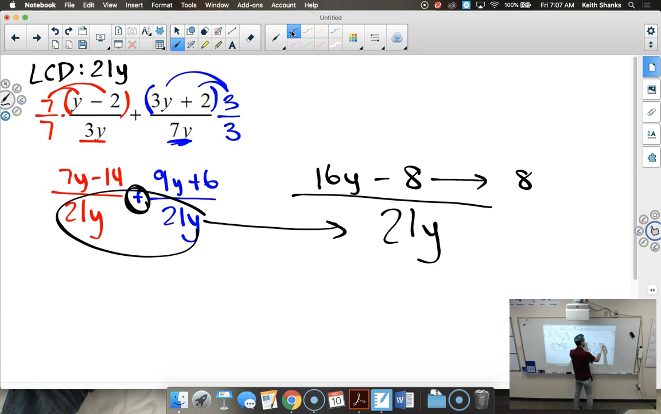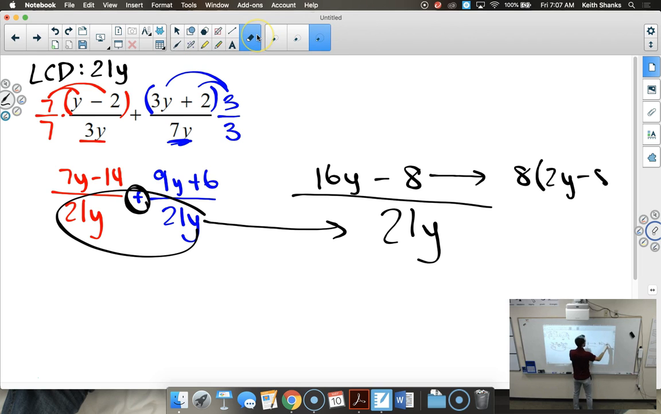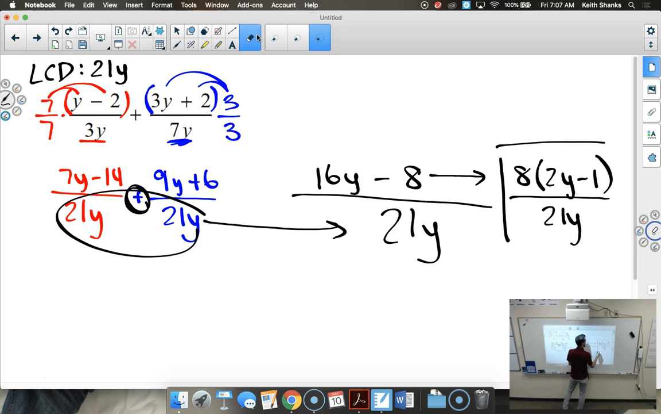You would have 8, 2y minus 8, minus 1. Minus 1 over 21y. That's as far as I can break it down. I can't break down the 8 and the 21, right? Those are not reducible in any way. You can't simplify them. So this would be your final answer. Okay. Always breaking down all along the way as much as we can.